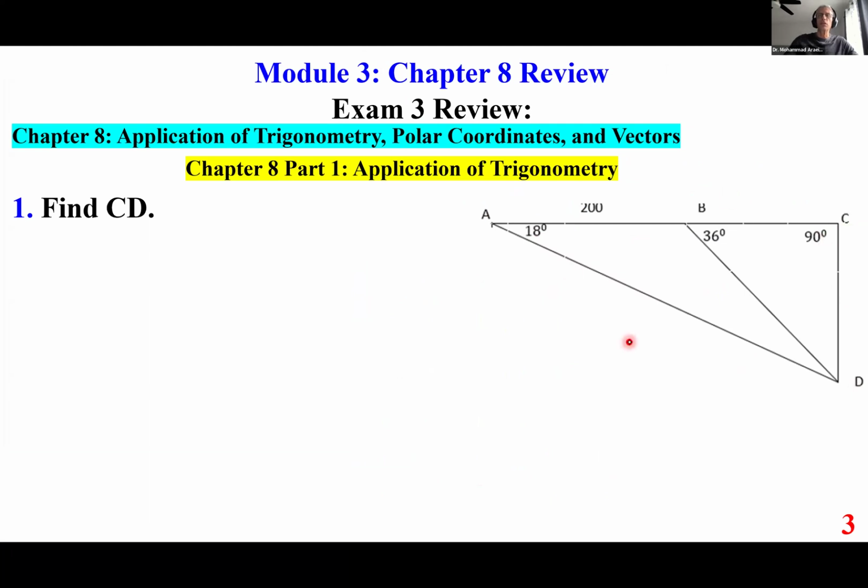This angle is 90 degrees, so we are dealing with the right triangle, okay? So this is 180 degrees. So therefore, this angle must be 180 minus 36. So if you subtract 36 from 180, you get 144. So the angle ABD must be 144. So again, this entire thing is 180 degrees. So if this is 18 and this is 144, you add them up.